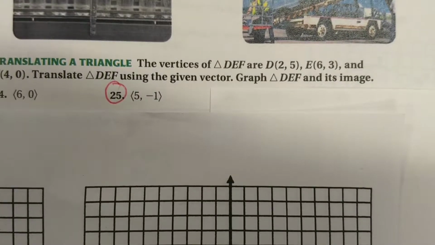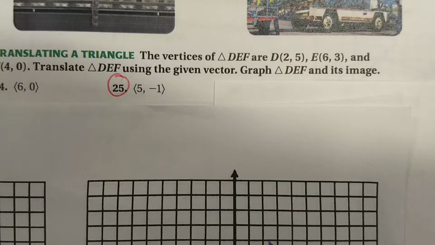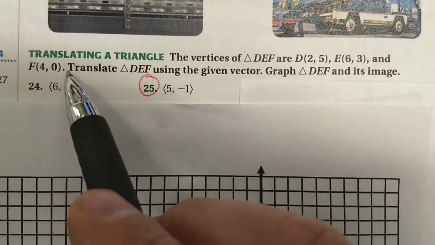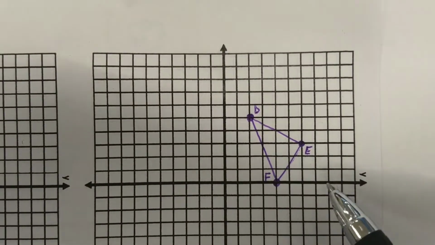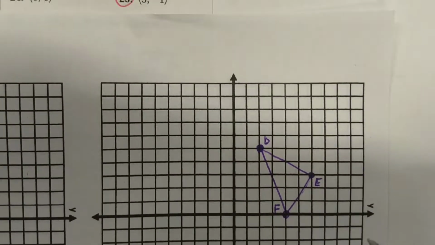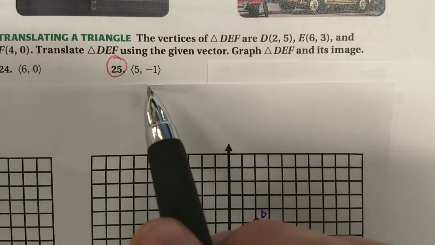5, we're going to use a vector in order to translate a triangle. The triangle DEF, I'm listing the three different points up here. I drew those already down here, so we've got D at (2, 5), E is at (6, 3), and F is at (4, 0). We're going to translate that, we're going to move it, slide it, using this vector.